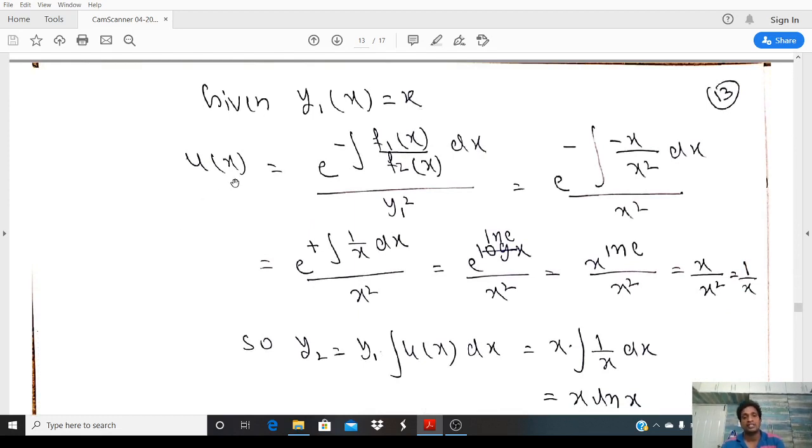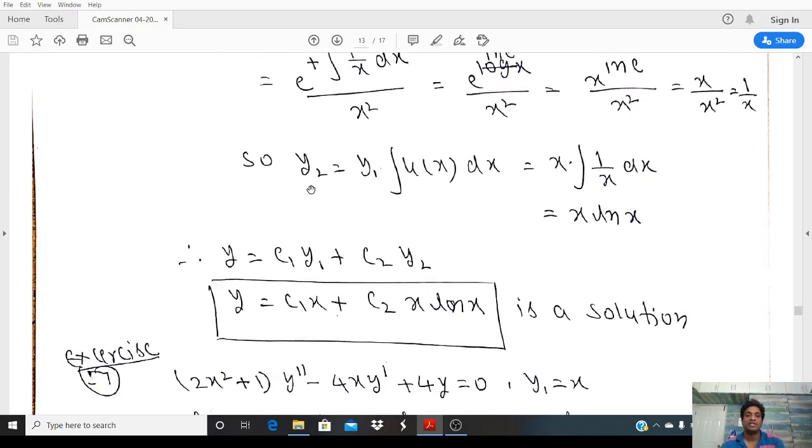Then the formula for u of x is e to the power minus integral of f1 of x by f2 of x dx, divided by y1 whole square. Y1 is the solution given in the problem. E to the power minus, f1 of x is minus x by x square. If you cancel x in the numerator and denominator, minus minus becomes plus, e to the power integral of 1 by x dx, divided by x square. For convenience, I have written e to the power ln of x, divided by x square. We can interchange x and e here: x to the power ln e, divided by x square. Ln e means 1, so x to the power 1 divided by x square, and this value is 1 by x.